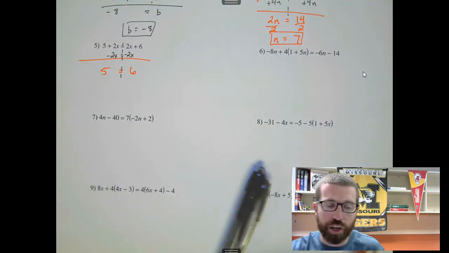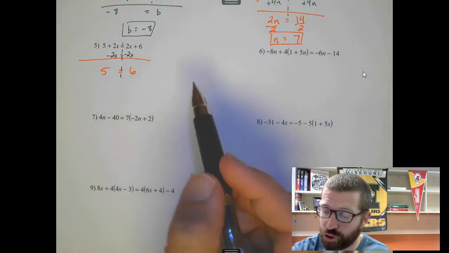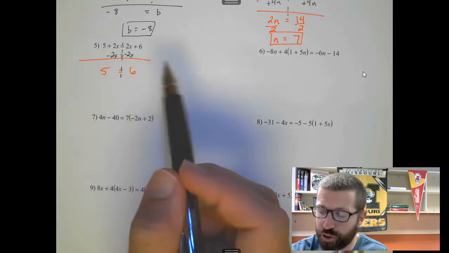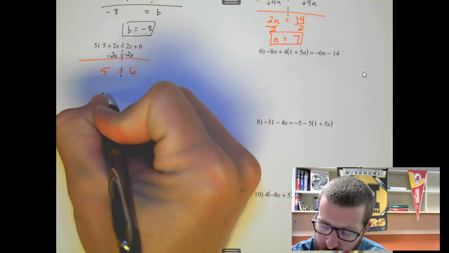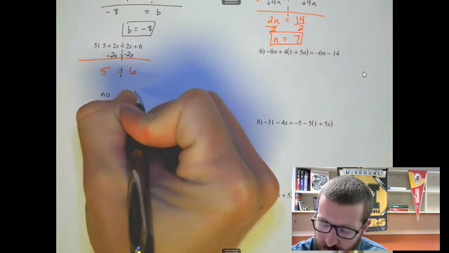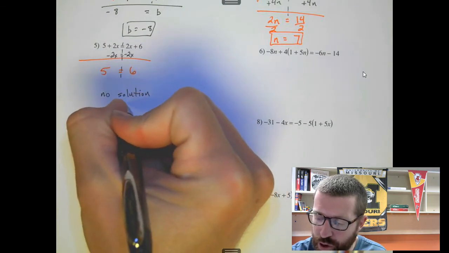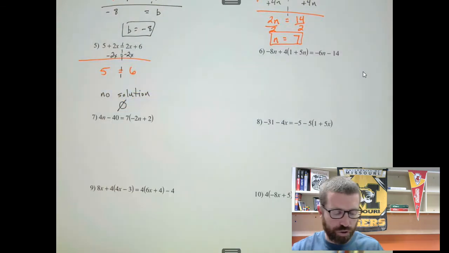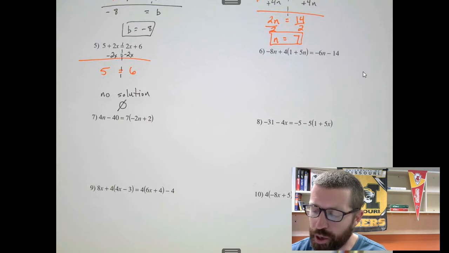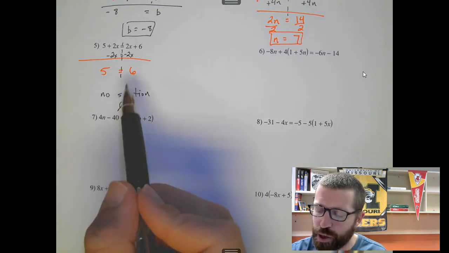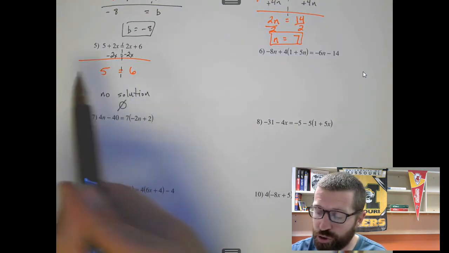So there are no variables. And so you just have to decide, is this true or not? Is 5 equal to 6? No, that's not true. You can stop there. This is no solution. The symbol for that is a circle with a line through it. That means the empty set. Either one of these is fine, but 5 is not equal to 6, so it's just not true.